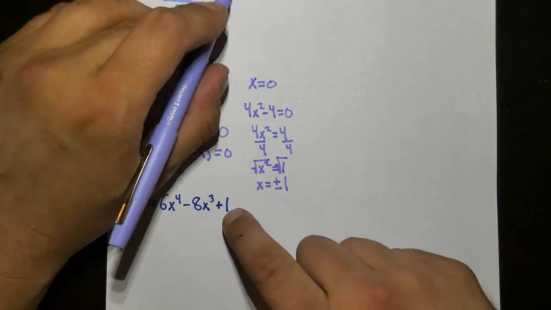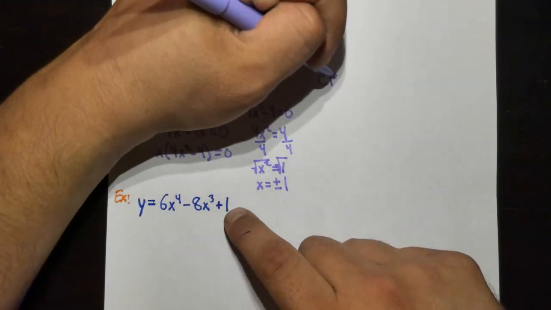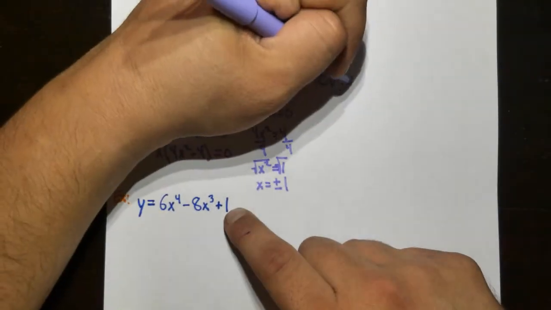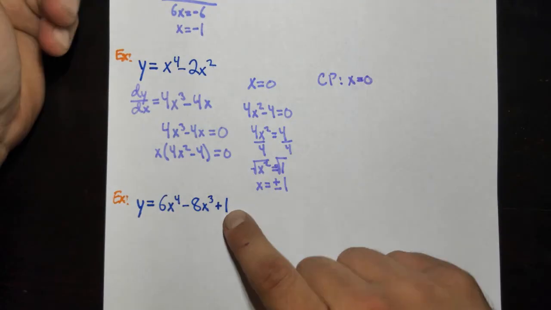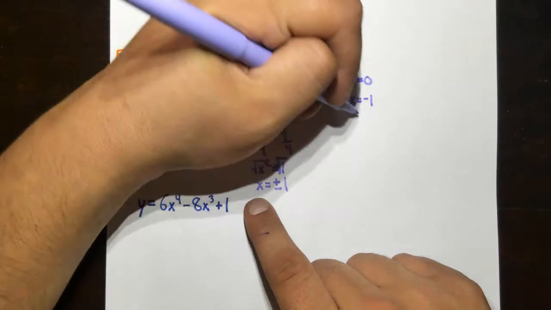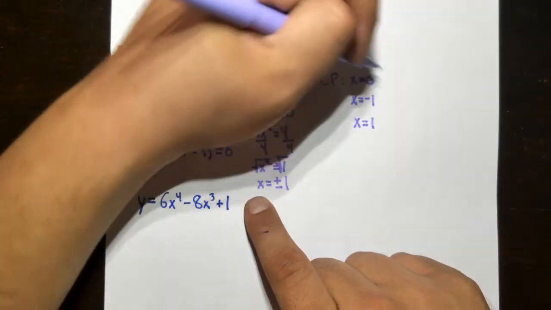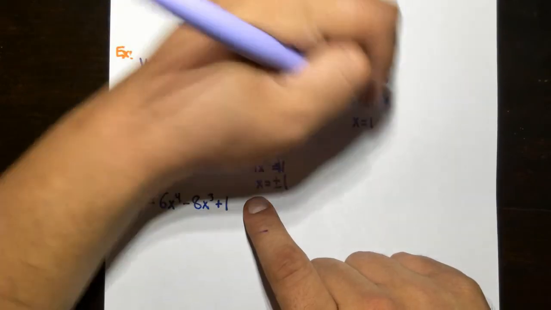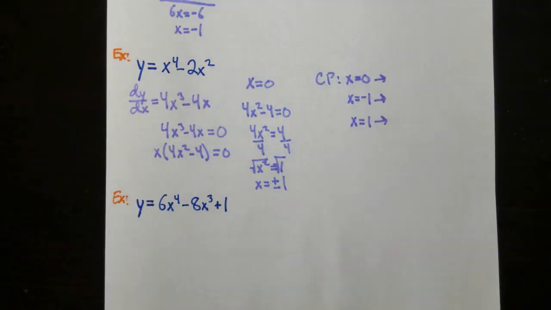So we have 3 critical points. We have one at x equals 0, one at x equals negative 1, and one at x equals positive 1. And let's go ahead and now use Desmos to determine whether these are absolute mins, absolute maxes, local min, local max, or neither.